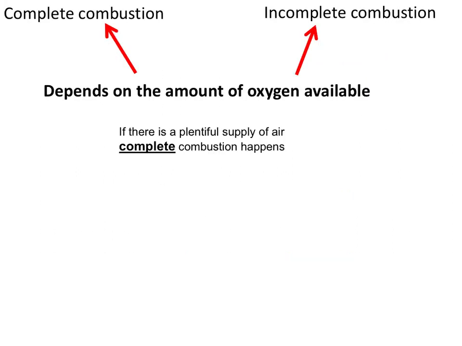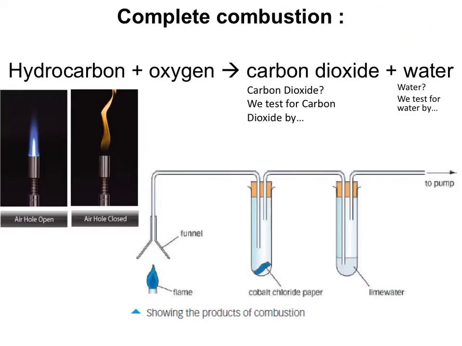There are 2 different types of combustion. You can have complete combustion and you can have incomplete combustion. Which type of combustion happens depends on the amount of oxygen available in the environment around that combustion reaction. If there is enough oxygen, if there's a plentiful supply, then we get complete combustion taking place. If there is a limited supply of oxygen, then we get incomplete combustion taking place. So we can look at complete combustion first.